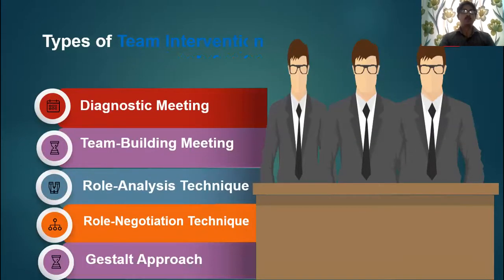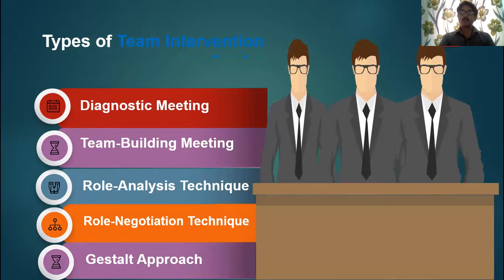Now, let's go to the types of team intervention. The classification scheme, here we have on screen: the diagnostic meeting, the first one, the team building meeting, role analysis technique, role negotiation technique, and gestalt approach.